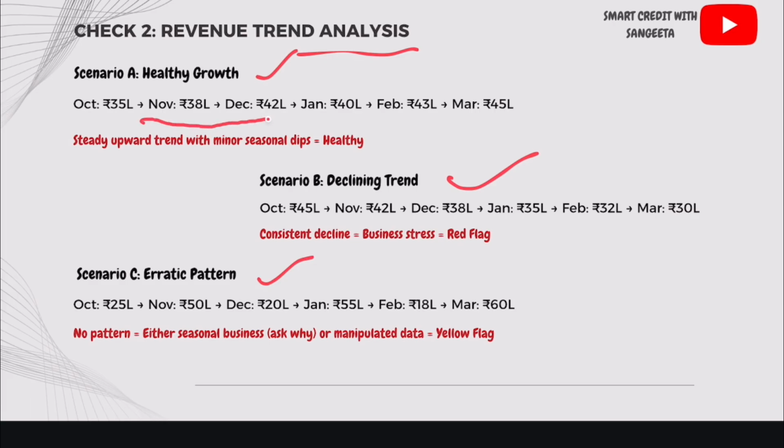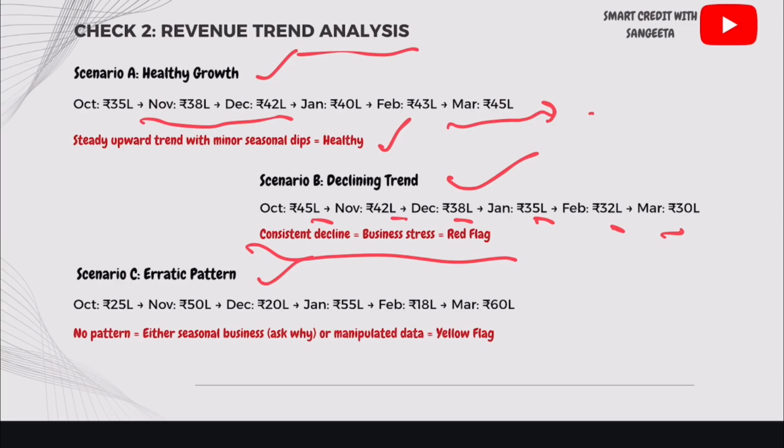35, 38, 42. This is continuously increasing, right? This means that there is a steady upward trend with minor seasonal dips, right? And definitely if the sales are increasing, then this business is healthy, right? Now let's take scenario number 2, scenario B, declining trend. Say in October the customer filed a return of just 45 lakh, then it reduced to 42, 38, 35, 32, and in March it was just 30 lakh. This means a consistent decline, which means the business is in stress, and you need to look into it. This is a red flag for you.